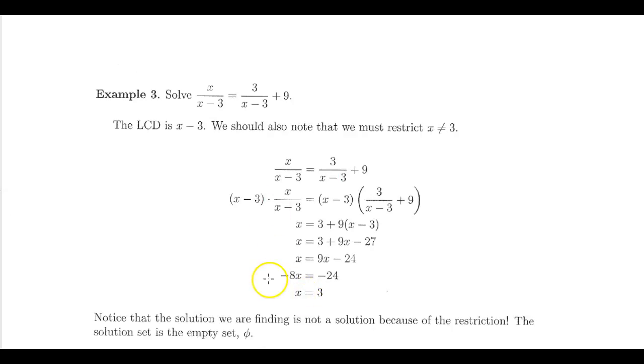So sometimes this happens. We solve an equation and it turns out we don't have a solution because the number that we get is not in the domain of these functions that we're working with. So we just want to be on the alert for that, and we just say that the solution set is the empty set or the equation has no solution.